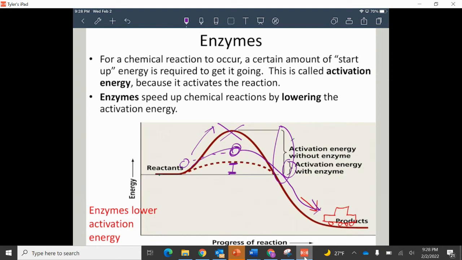Okay. And so we say that enzymes, they lower activation energy. That's really what they do. And what happens when you lower the activation energy? Well, it speeds up reactions. It makes things happen faster. And so, no different than, if you have a key, right?